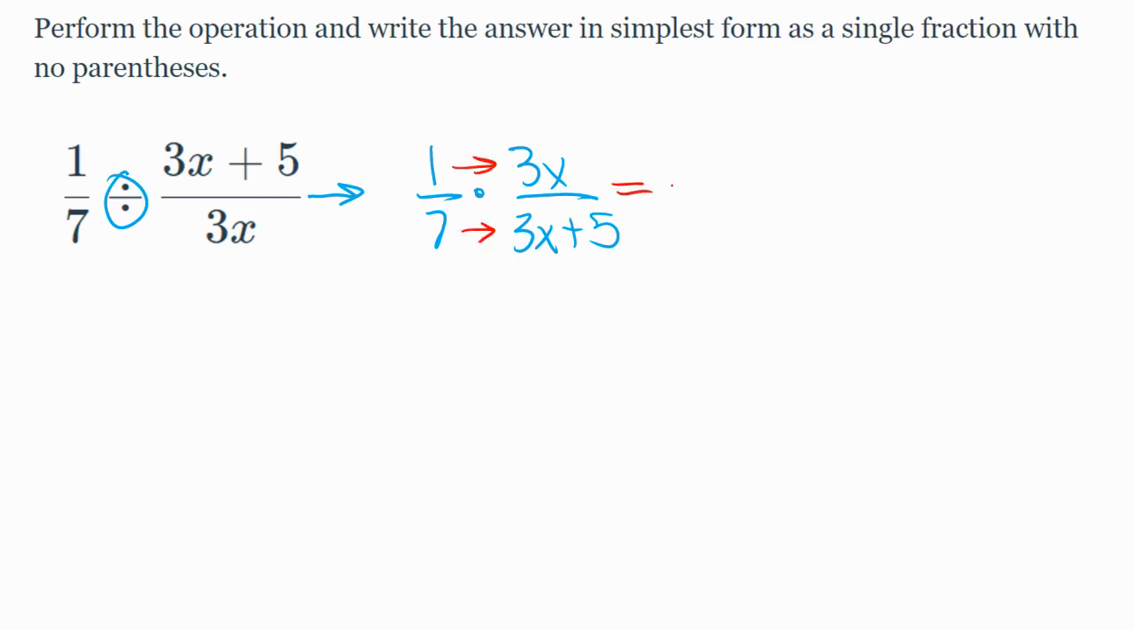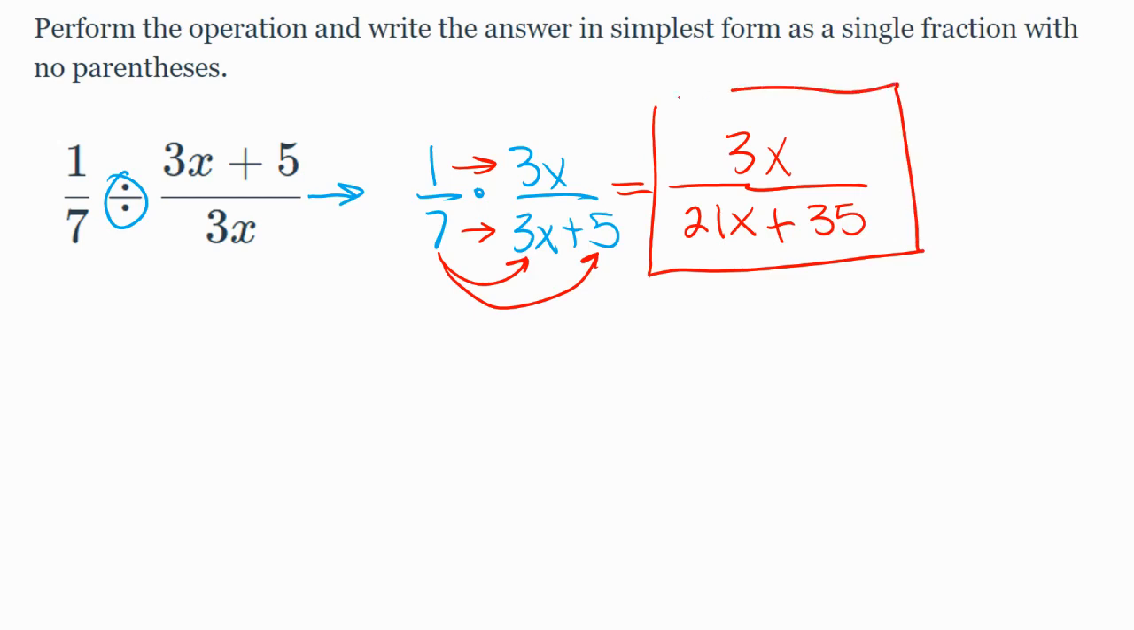And the numerator is just going to be a 3x. The denominator, you get 7 times 3 to be 21x, and then 7 times 5 to be plus 35. And that's as far as we can take this problem. You cannot reduce the 3x and the 21x.